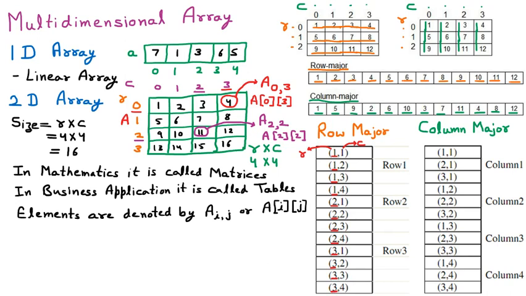So 1, 1 means first row, first column. 1, 2 means first row, second column. So till here we are completing the first row. All the first row elements are taken, then the second row elements, then the third row elements. So this is called the row major.